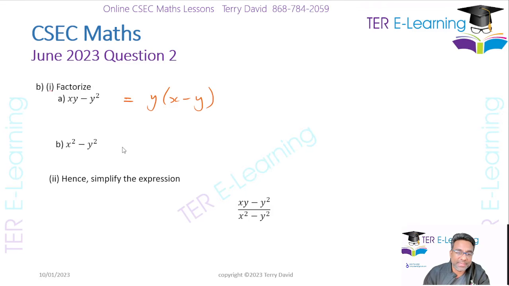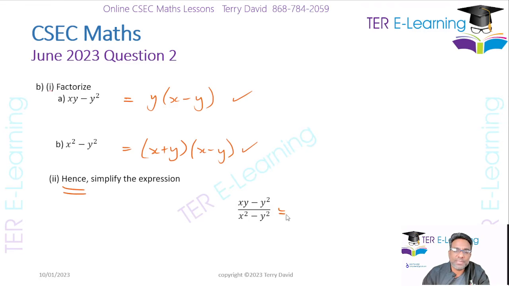That's the HCF method. In the second one here, that's the difference of two squares. X squared minus y squared is the difference of two squares. So I can write that as x plus y in one bracket, x minus y in the second bracket, right? So this is the answer for this. This is the answer for this. And they said, hence, simplify this expression here.